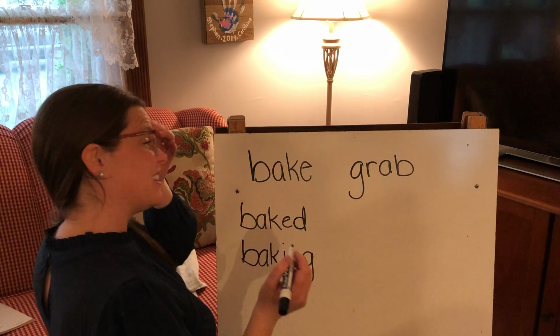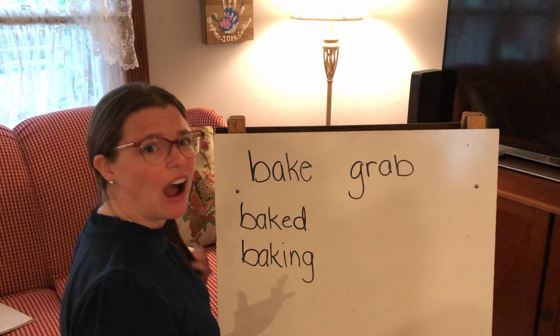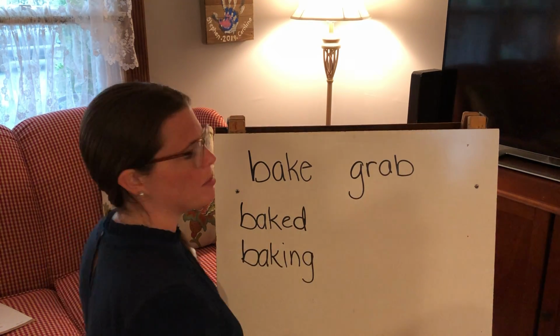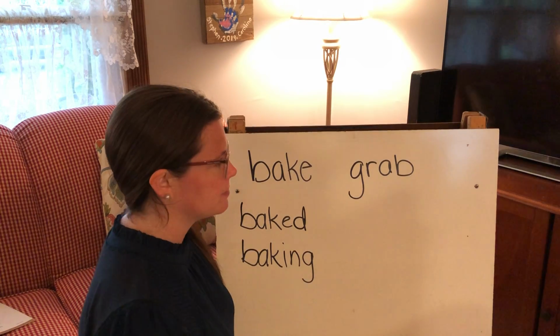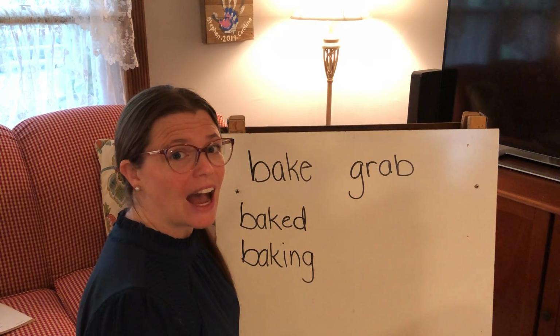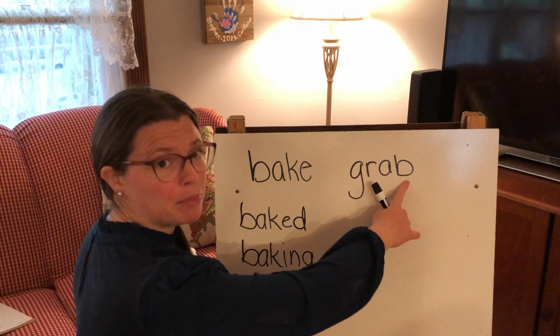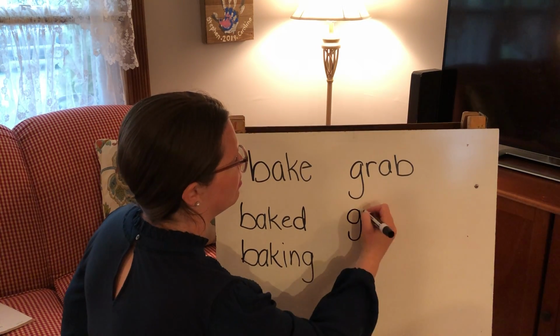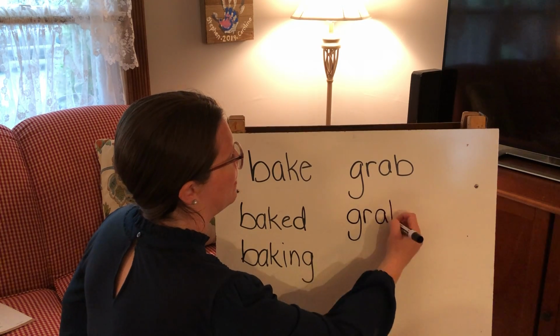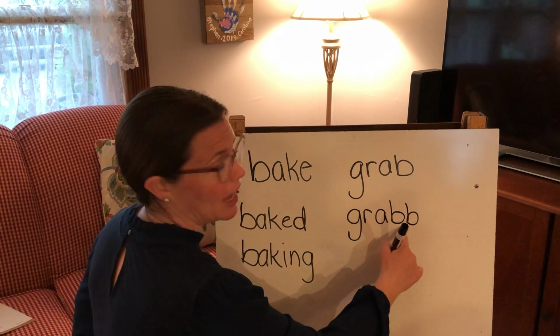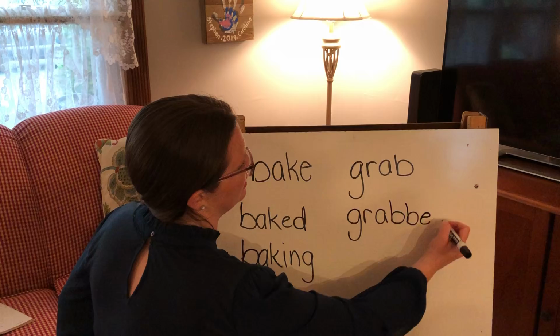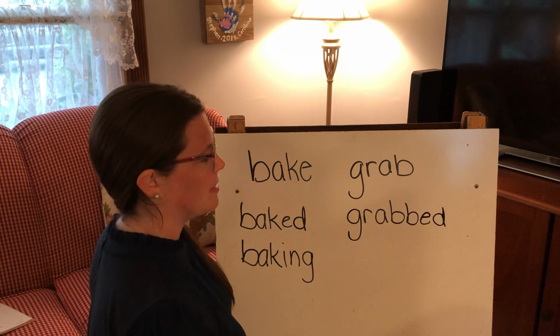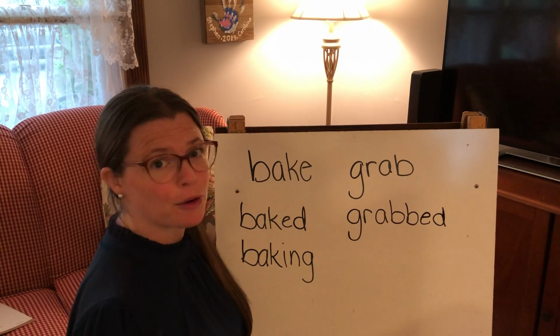So how am I going to block that E from being able to give A all the superpowers? I need to add another B in there, right? So I'm going to do G-R-A-B-B. I doubled that consonant. E-D. Now that is the word grabbed.